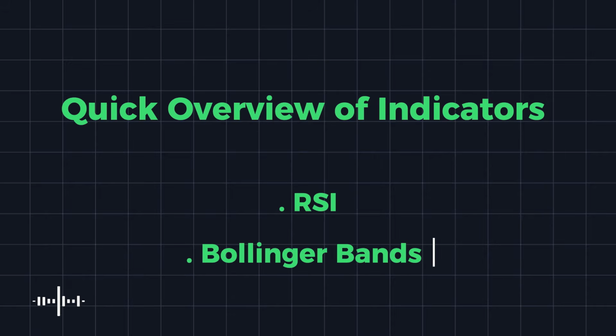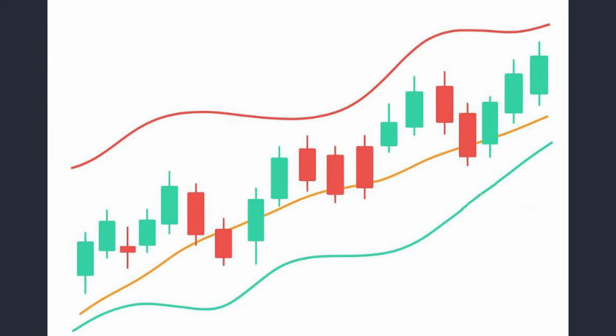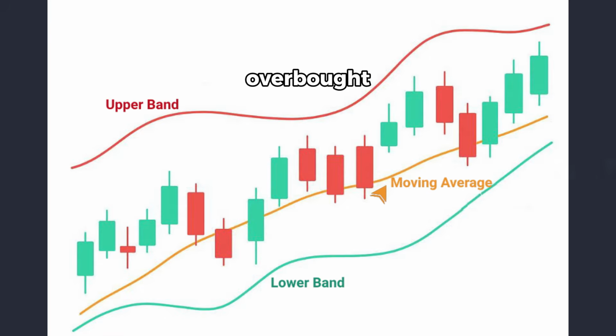Bollinger Bands. Bollinger Bands are volatility-based indicators. They consist of a moving average in the middle, an upper and lower band, placed 2 standard deviations away. When the price touches the upper band, it might be overbought. When it hits the lower band, it might be oversold, but context matters. They help identify volatility, breakouts, and price extremes.